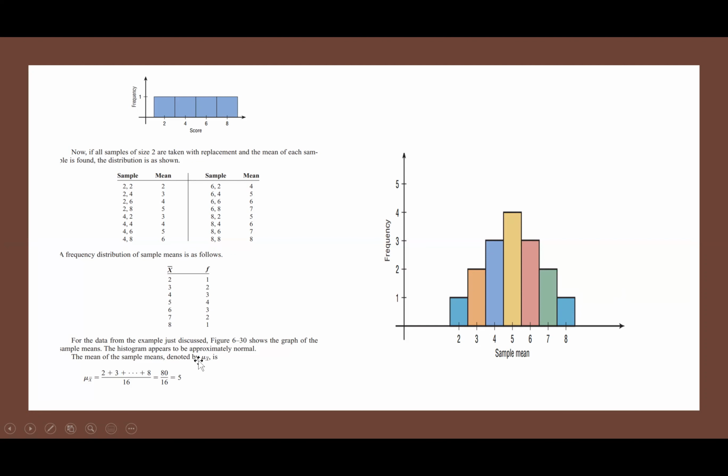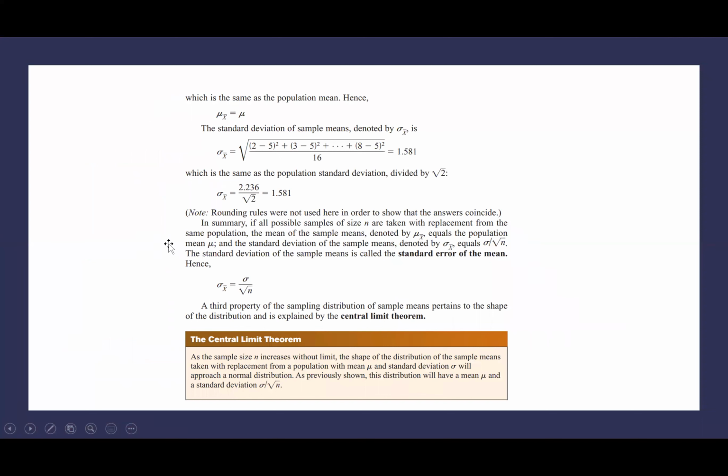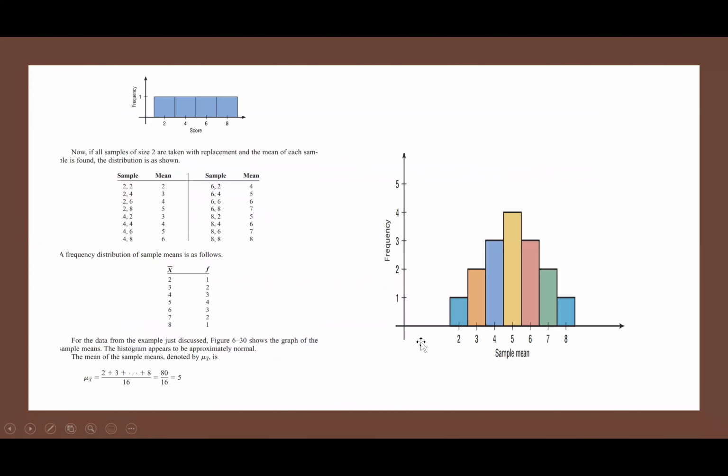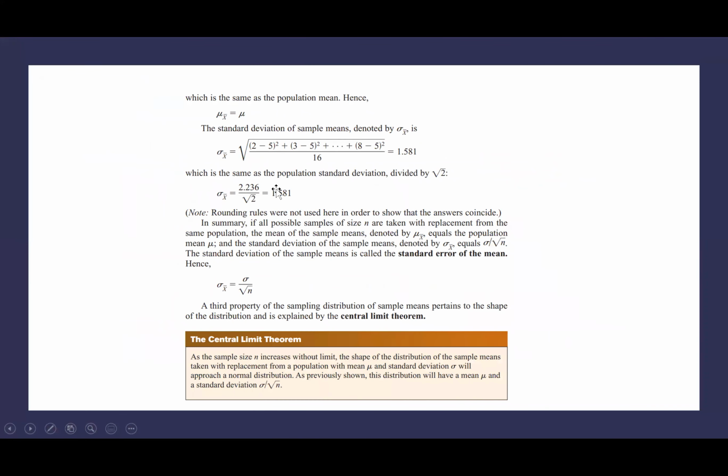The mean of the sample means is denoted by mu x bar. We add all these means and divide by the number of them, and it comes to 5, which is the same as the population mean. The standard deviation of the sample means is denoted by sigma x bar. By putting in the values and dividing, it comes to 1.581, which equals the population standard deviation divided by root n. Initially, the mean of the population was 5 and the standard deviation 2.236, and by calculation we find the mean of the sample means is 5 as well.